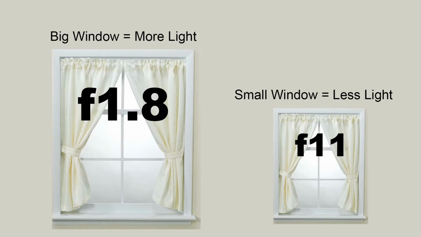So the bigger the window, the more light is going to come into the room, right? So a low f-stop number equals big window. A high f-stop number, small window. So if you have a small window, less light is going to get into the room.